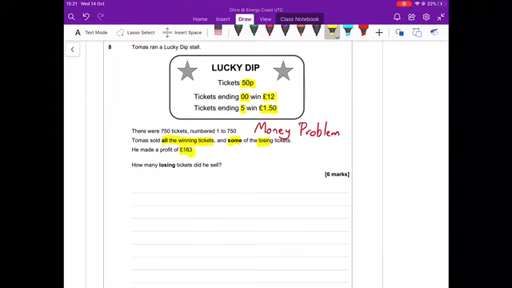Okay, so before we do anything else, let's think, how is he making this profit? He's selling a load of tickets for 50p, so that's how he makes his money, but then he's giving away prize money.